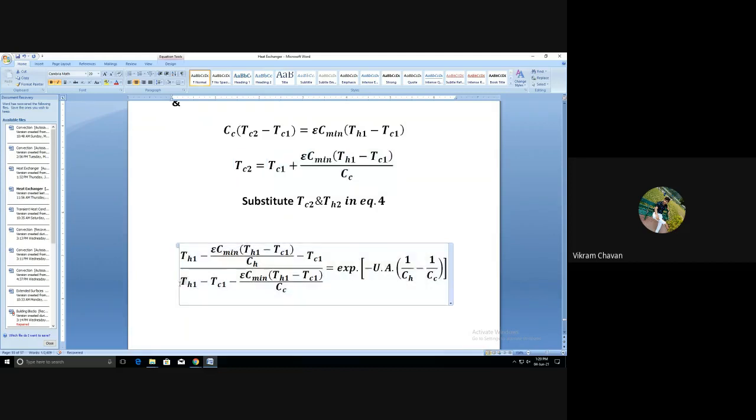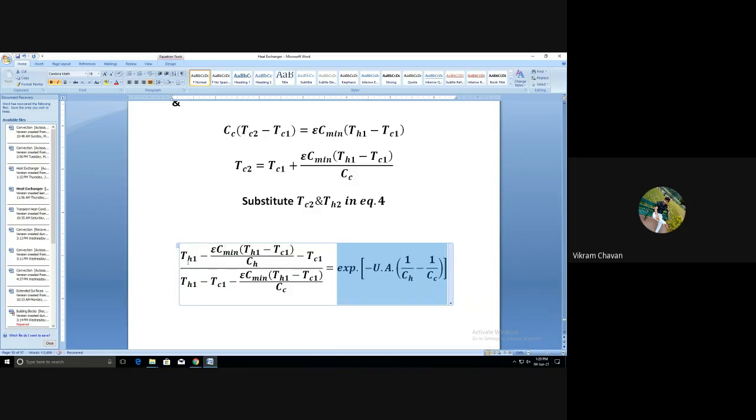So we will get TH1 minus TC1 minus effectiveness multiplied by C minimum inside bracket TH1 minus TC1, whole divided by C suffix C. Okay, and that will be equal to exponential of bracket, inside bracket minus U multiplied by A multiplied by 1 upon CH minus 1 upon C suffix C, bracket complete, square bracket complete.